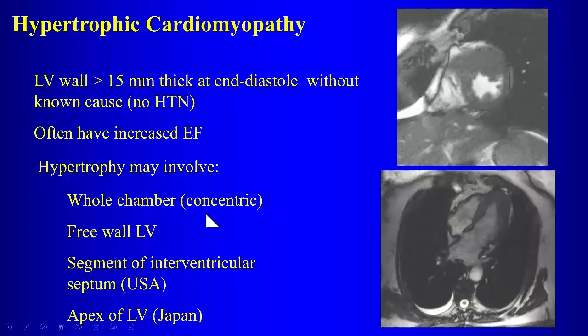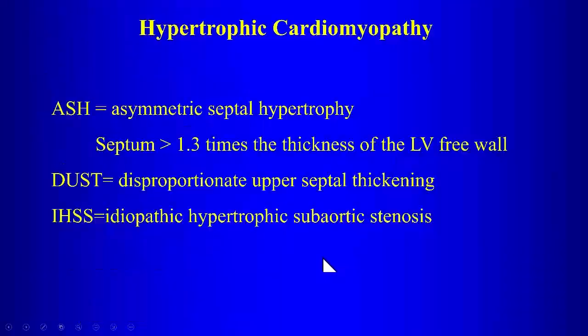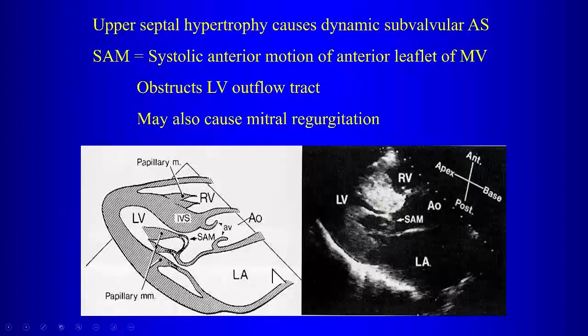The hypertrophy can involve the whole chamber, concentric, the free wall, the interventricular septum, that's the type that's most common in the United States, or the apex of the left ventricle, so that form is more common in Japan. These are synonyms: asymmetric septal hypertrophy, IHSS, all synonyms for hypertrophic cardiomyopathy.